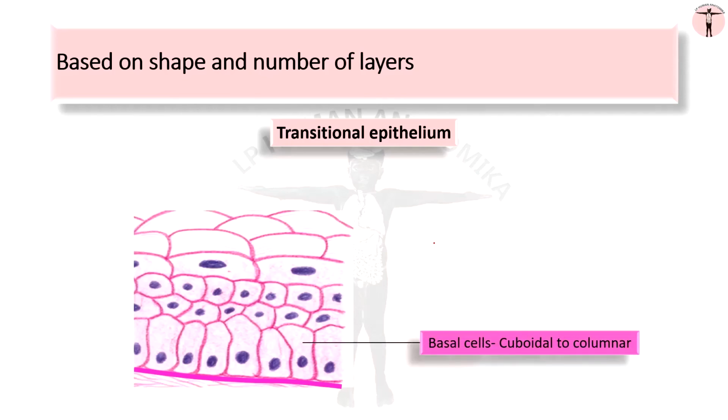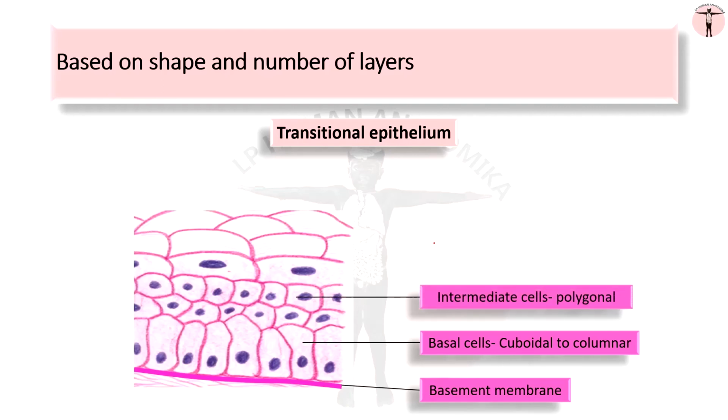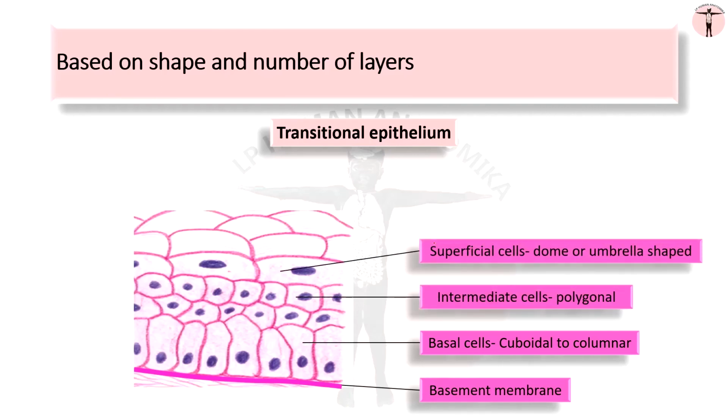Now basal cells are cuboidal to columnar, resting on the basement membrane. The intermediate cells are polygonal, and the surface cells here are large in size, which are dome shaped or umbrella shaped, unlike the stratified squamous where the surface cells are flattened. Here some cells may have two nuclei.